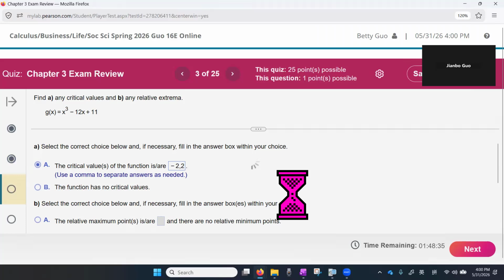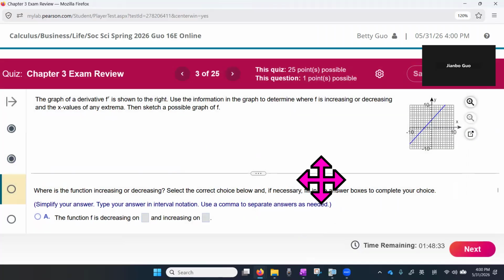Next, question number 3. The graph of a derivative f prime is shown to the right. So this graph is not the graph of f, it's the graph of f prime. Use the information in the graph to determine where f is increasing or decreasing and the x values of any extrema, then sketch a possible graph of f.